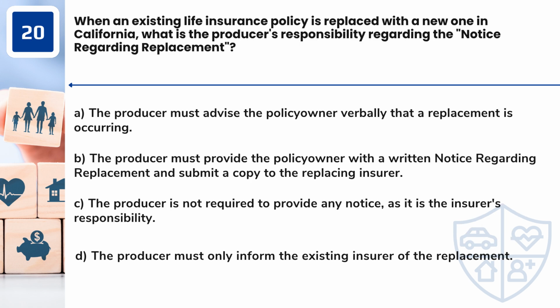Question 20. When an existing life insurance policy is replaced with a new one in California, what is the producer's responsibility regarding the notice regarding replacement? A. The producer must advise the policy owner verbally that a replacement is occurring. B. The producer must provide the policy owner with a written notice regarding replacement and submit a copy to the replacing insurer. C. The producer is not required to provide any notice, as it is the insurer's responsibility. D. The producer must only inform the existing insurer of the replacement.